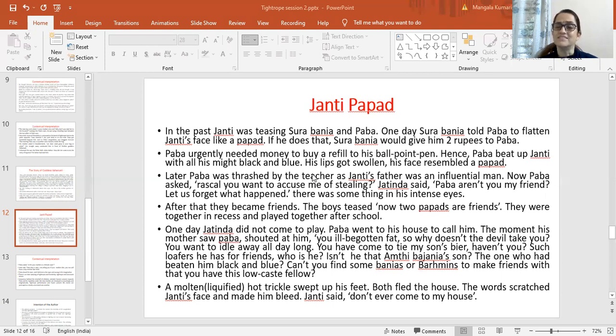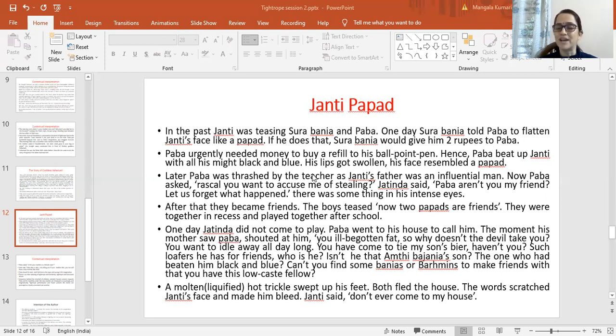These words represent what is quite common everywhere in India. Especially aggressive mothers and stepmothers use such scolding words. You must be aware of these words. You ill-begotten fat, why doesn't the devil take you? You want to idle away all day long.